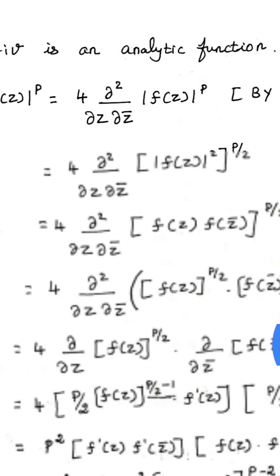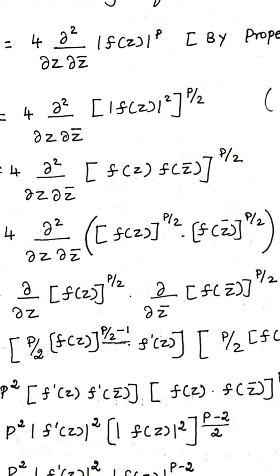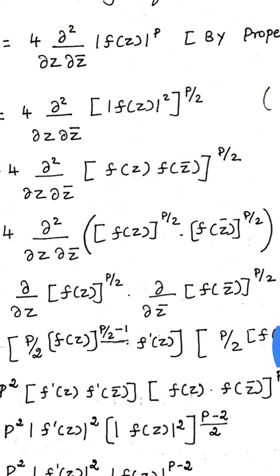Okay, so now I got modulus of f(z) the whole square. Now I am again following the same procedure, expanding that modulus of f(z) the whole square as f(z) into f(z̄). Then p by 2 will come. Then the same procedure, this power p by 2 goes for both the terms, that is for f(z) and for f(z̄) also. I am just writing it as f(z) the whole power p by 2 into f(z̄) the whole power p by 2.